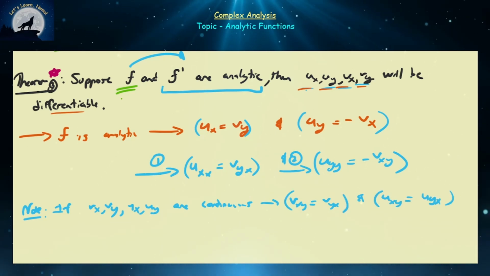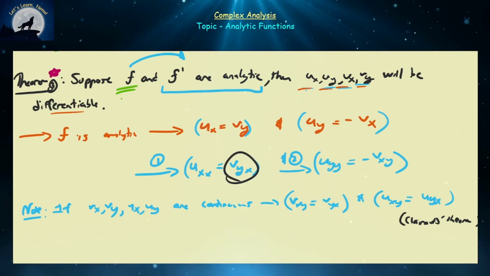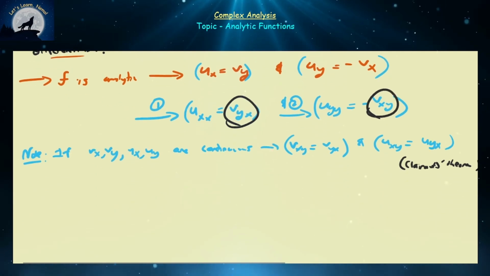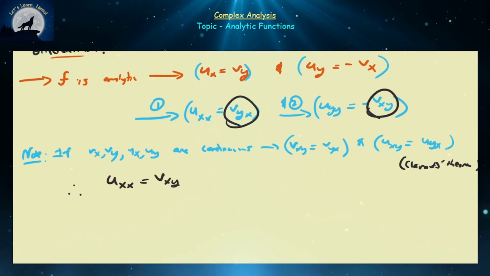You might remember this theorem from multivariable calculus as Clairaut's theorem. That is the equality of mixed partial derivatives. Right? So that means v_yx and v_xy will be equal to one another. So that means I'm going to have these two equations. In particular, u_xx will be equal to v_xy, and u_yy will be equal to minus v_xy.